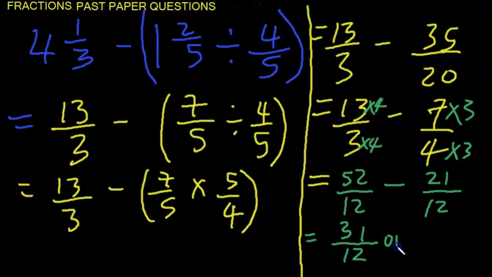And if you wish to write that as a mixed fraction, 12 going into 31 twice, with a remainder of what, 7? So 2 and 7 twelfths would be your answer if you want to write your answer as a mixed fraction. So that's it.